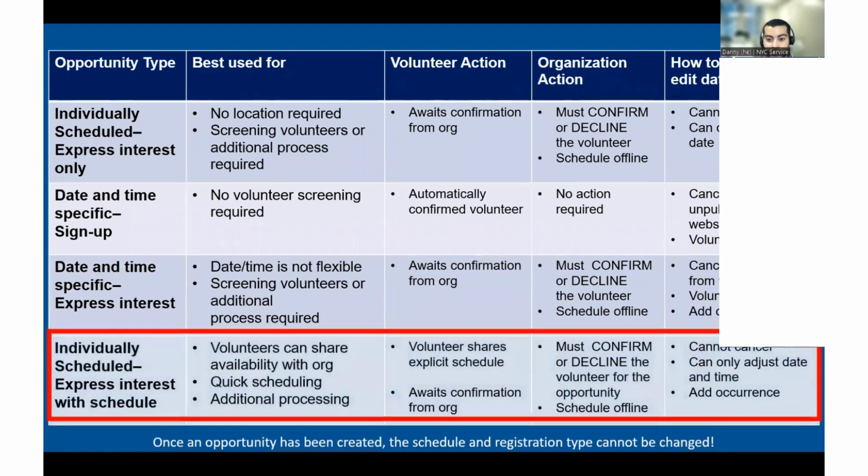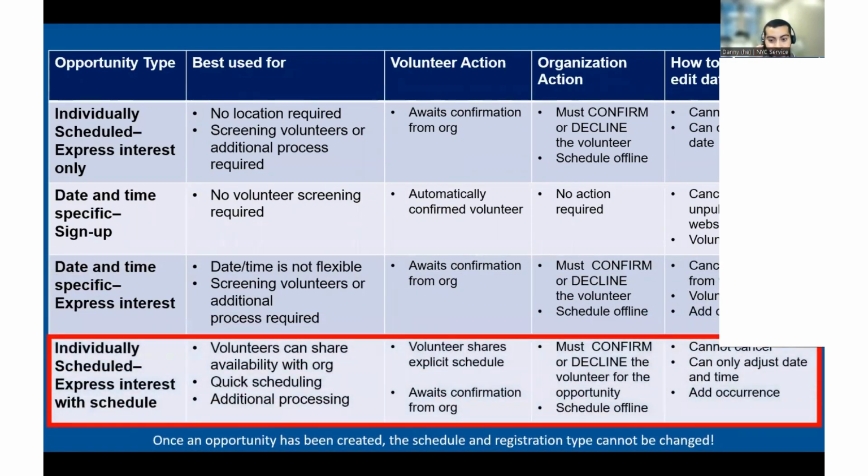The next and last one we'll talk about is individually scheduled express interest with schedule. This kind of opportunity is best used for volunteers who can share their availability with you, the organization. It's best used for quick scheduling, minimal back and forth between you and the volunteer, and any additional processing, so screening, background checks. The volunteer will share their schedule with you on our website, so there's no need to email back and forth.